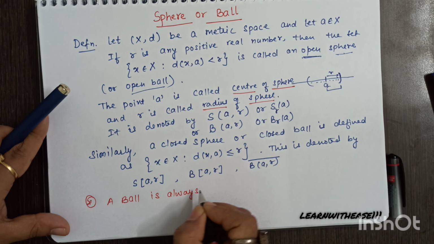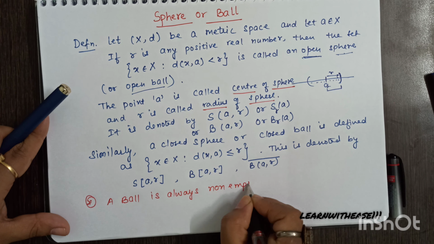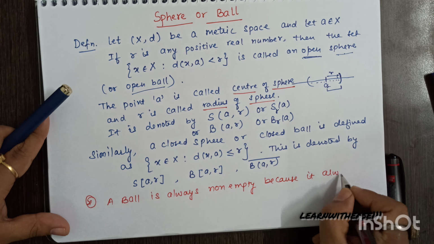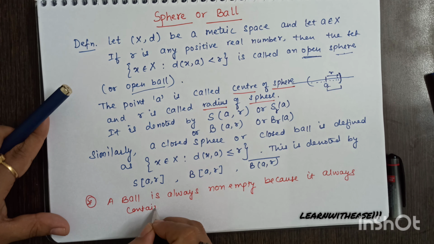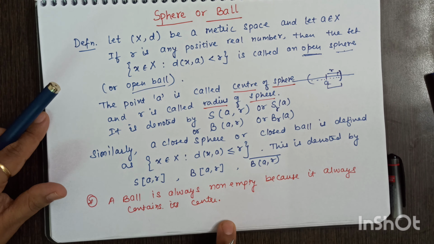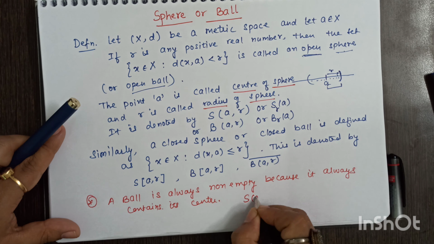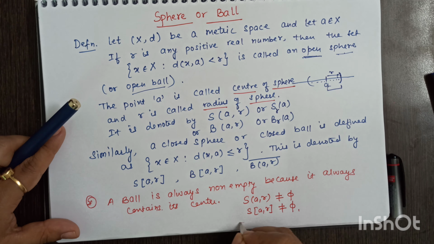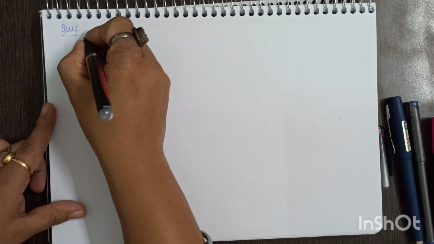So this is a note. A ball is always non-empty, whether it is open or closed. Why? Because it always contains at least the center. If no points come in the interior, at least the center is in the ball. So a sphere, whether it is open or closed, is always non-empty.